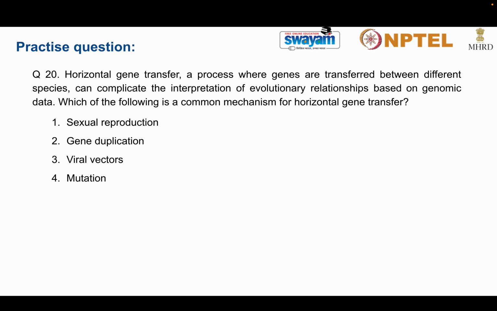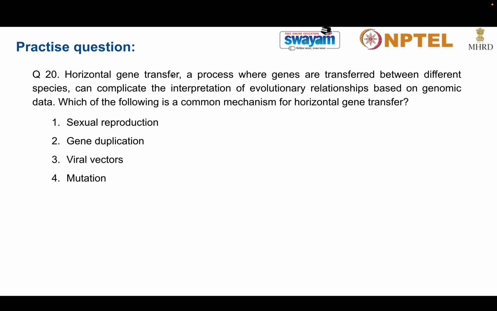So let's move to the next question, which is horizontal gene transfer, a process where genes are transferred between different species, can complicate the interpretation of evolutionary relationships based on the genomic data. Which of the following is a common mechanism for the horizontal gene transfer? Option 1, sexual reproduction. Option 2, gene duplication. Option 3, viral vectors. And option 4 is mutation.